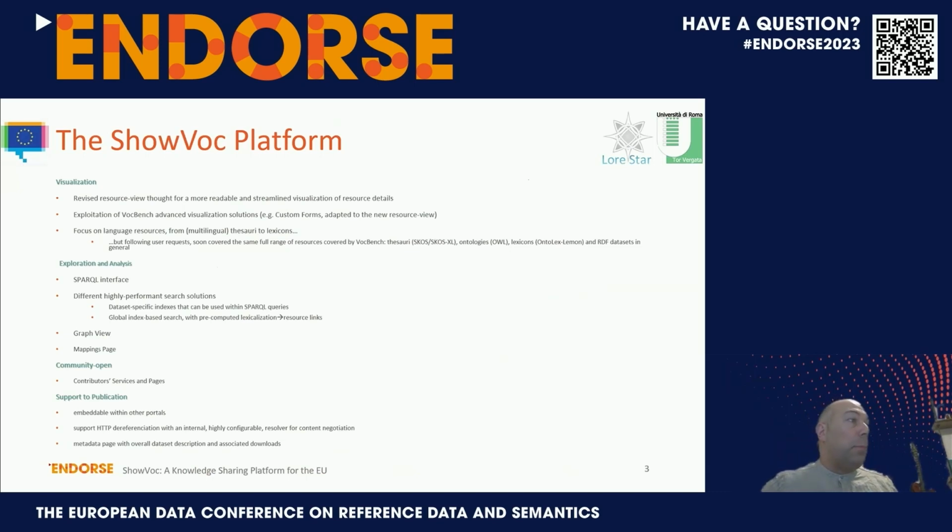It supports HTTP differentiation, so it avoids all the mess of putting together the machinery for supporting HTTP differentiation, content negotiation, etc. for data publication. It can take care of these aspects, and it offers a metadata page with the overall dataset description and associated downloads.